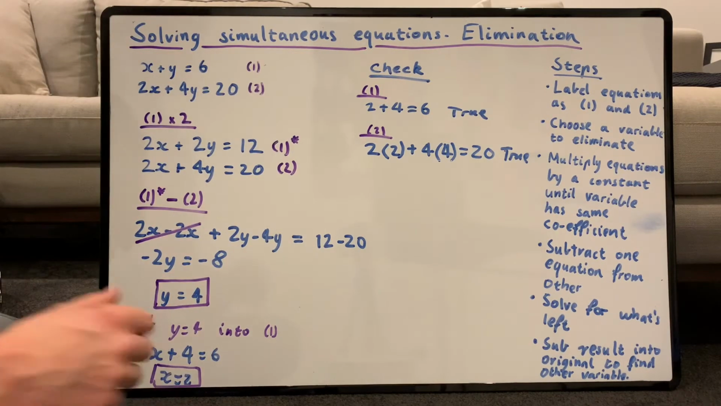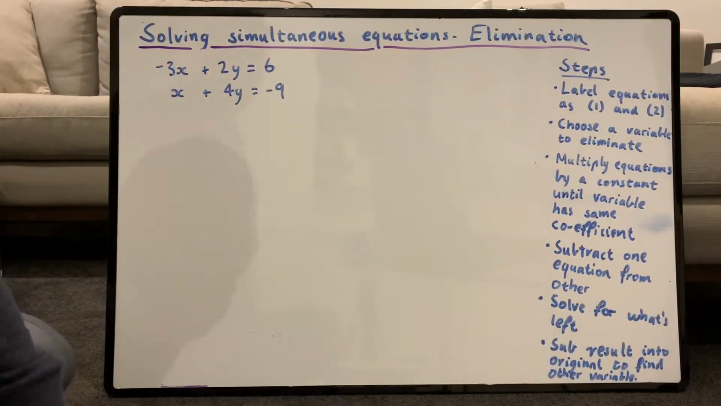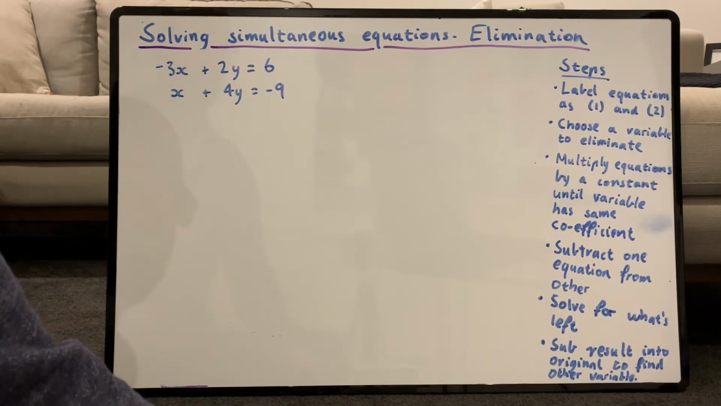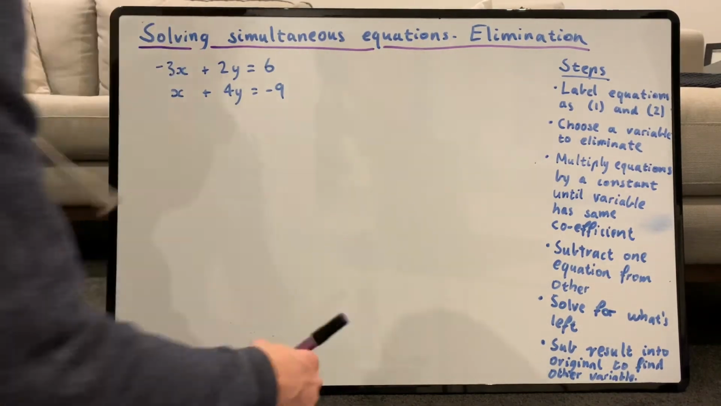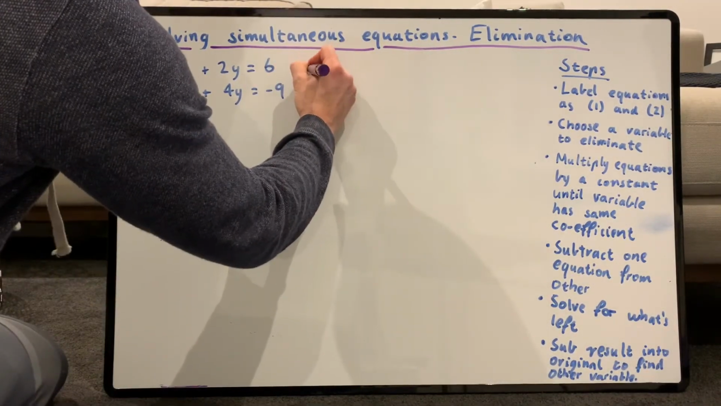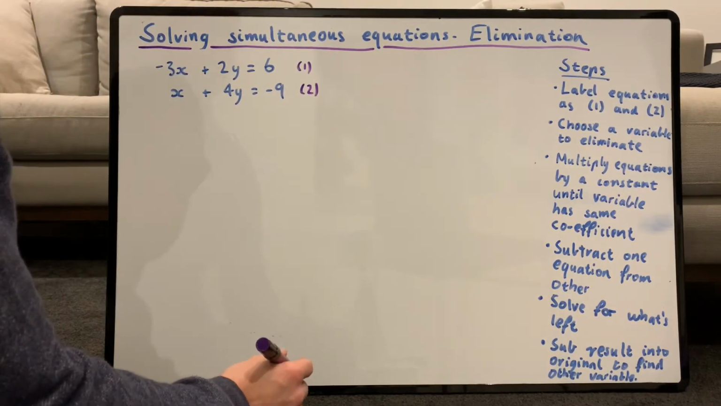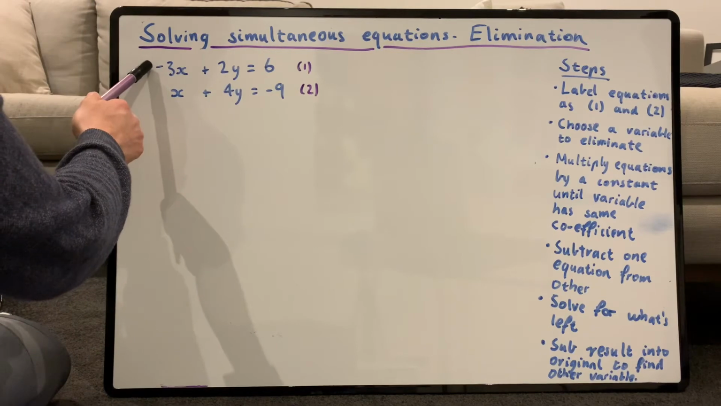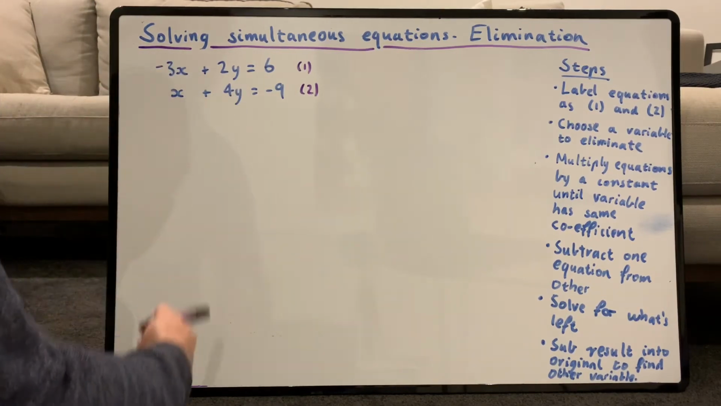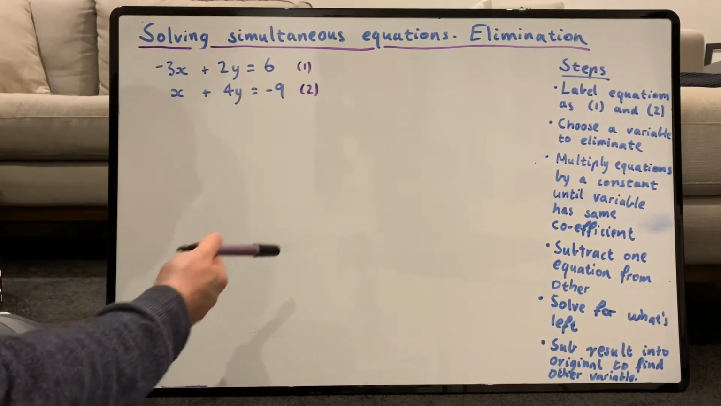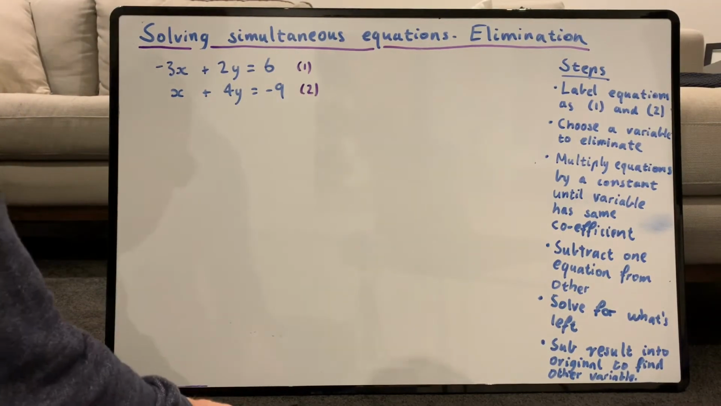Let's try a more difficult one. Okay, here's a harder example. There's a bit of negatives and that kind of thing there, so you've got to be a bit more careful with your algebra. That's not a problem. Let's just follow the steps like we did before. Label it up. 1, 2. Choose a variable to eliminate. Now, this x looks like there could be difficult with the negatives and stuff, whereas this one's just 2 and 4. So I'm going to try and eliminate y this time.